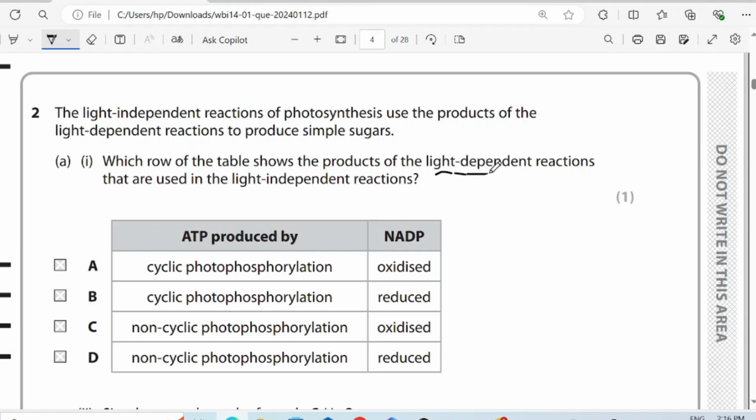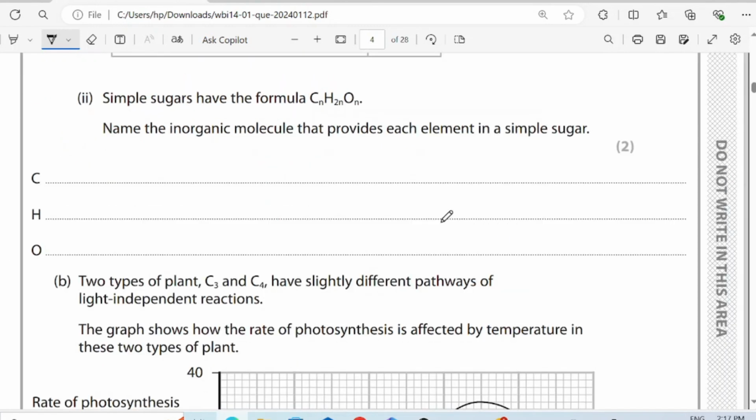So, products of light-dependent reactions that are used in light-independent reactions. So let's see. ATP is produced in non-cyclic phosphorylation, so I'm canceling out these last two, and NADP, whether it's oxidized or reduced. The NADP that is produced is generally NADPH. Whenever there is an H, you know that it has been reduced. So it is D. Let's move on.